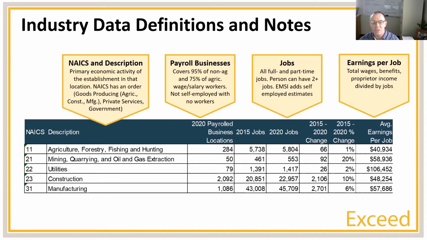There's percent change, there's number of change, and then there's earnings per job. So earnings isn't the same as wages. Earnings is wages plus benefits, plus income to proprietors, and all of that total amount of earnings is divided by jobs to get that earnings per job. So if you're looking, for example, for a specific job title, there are different sources that you can use for wage rates for different jobs.